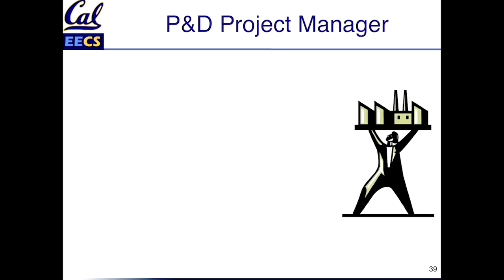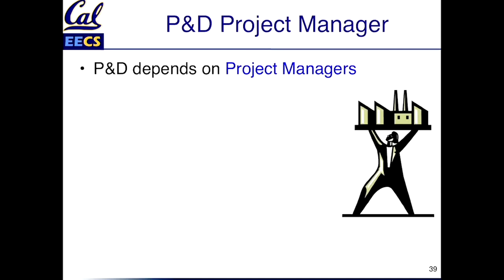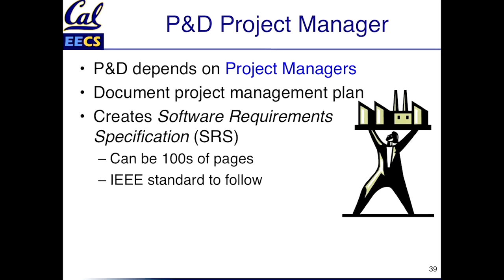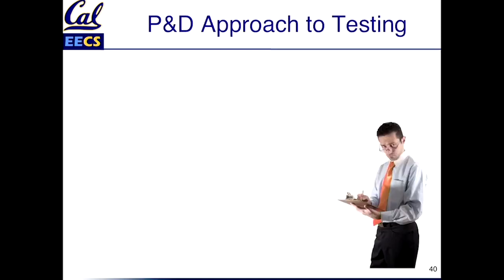Well, there's a very important role in the P&D family of approaches, which is that there's a project manager who documents the project management plan, which includes a software requirements spec, SRS. And in case you were wondering, yes, there's a standard for how you write an SRS. The standard itself is actually tens of pages. But the SRS is enormous. And the idea is that that captures the requirements. It captures the test plan.